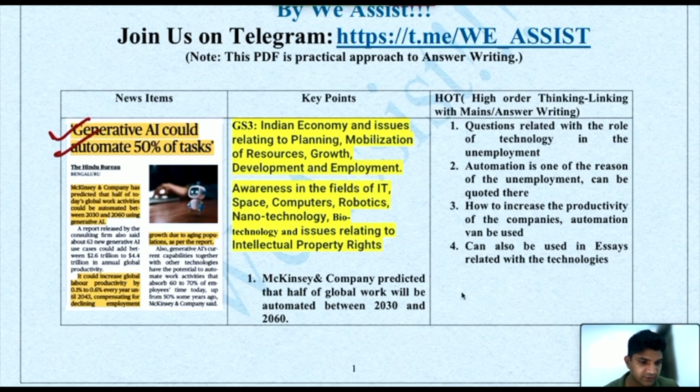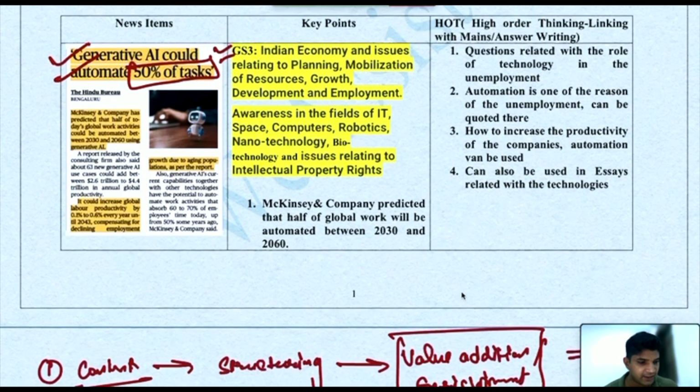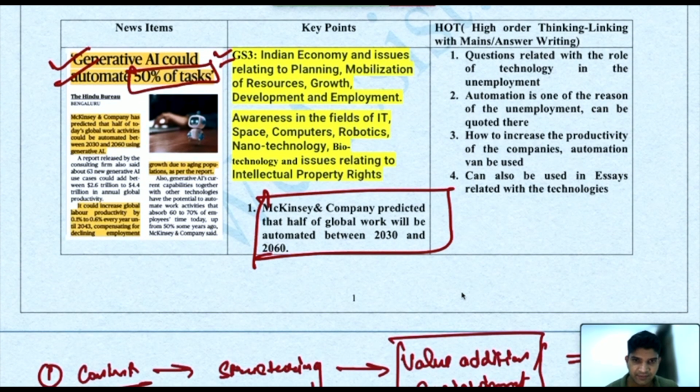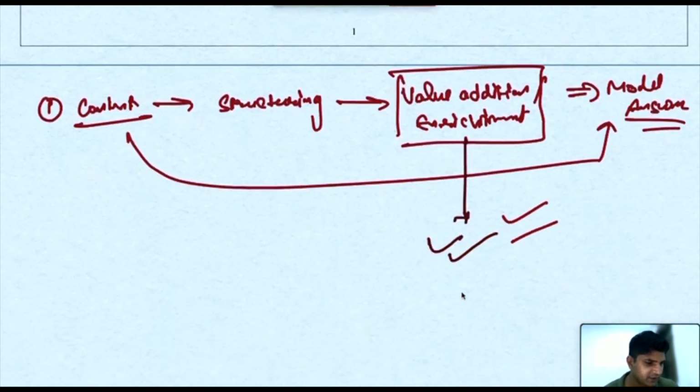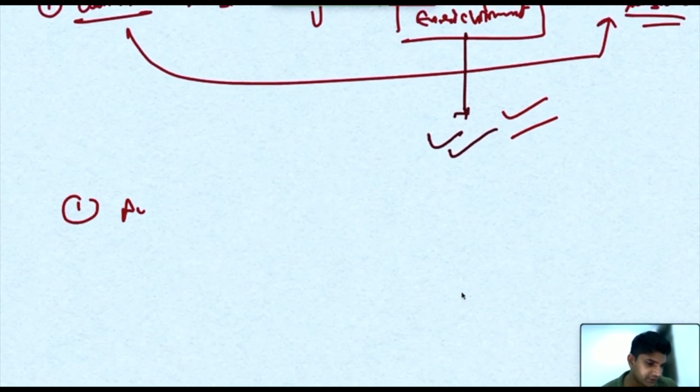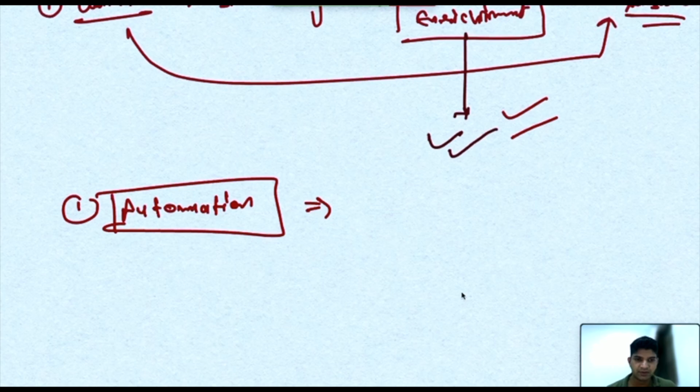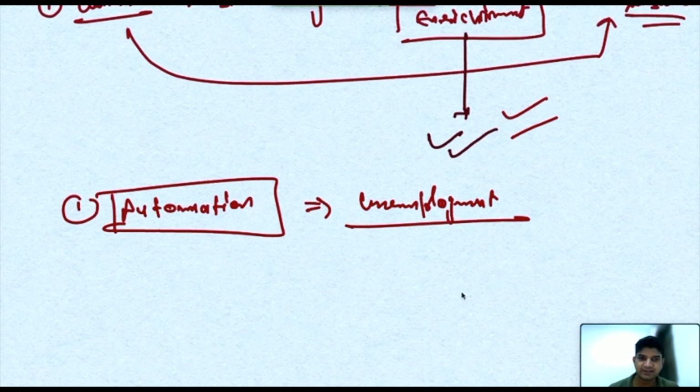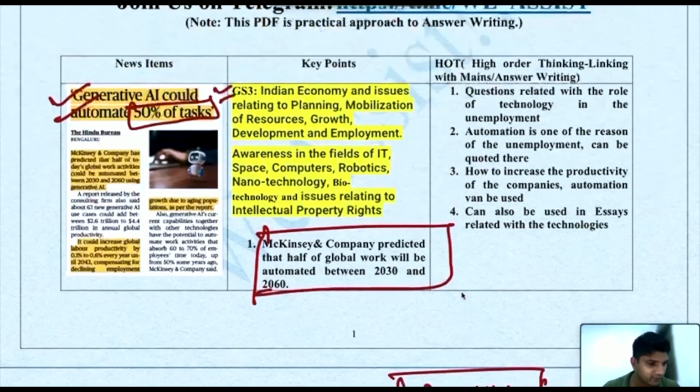Now this was the news, that generative AI could automate 50% of the tasks. This is the report of McKinsey and Company. Now where it can be used: suppose automation will be your subheading. If a question comes with respect to unemployment, suppose discuss the causes of unemployment, this is the question. So automation is one point. After writing that automation is leading to a reduction in the need for the labor force, for the people, there you can quote this report.